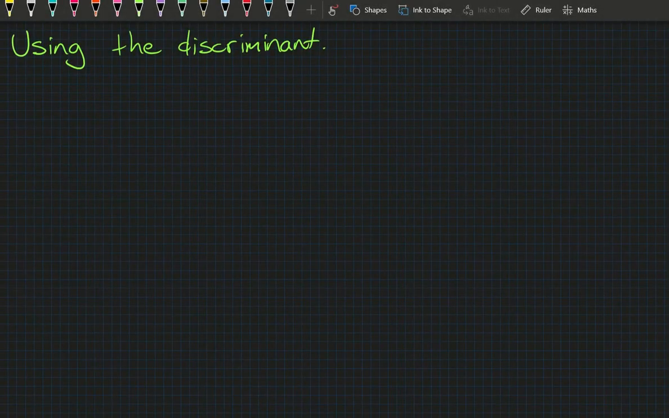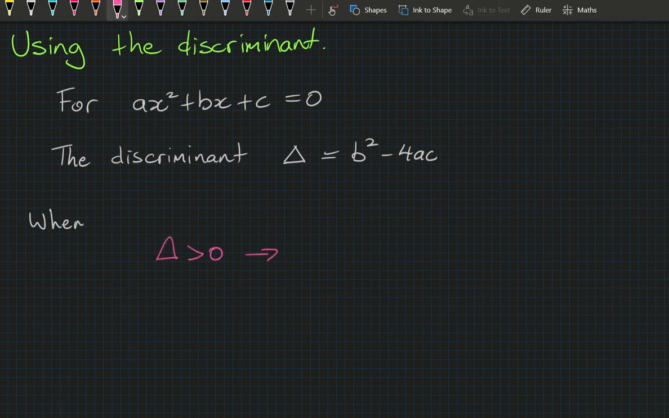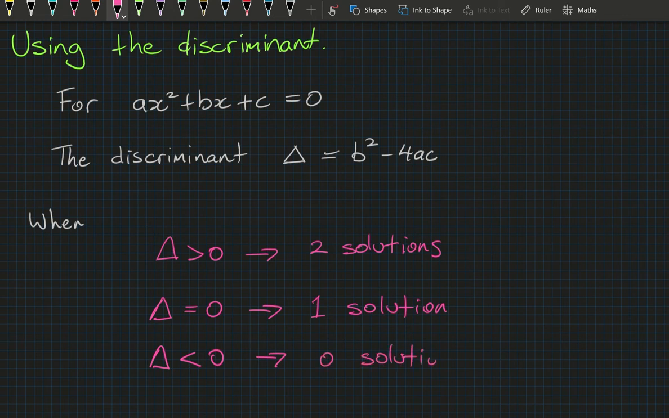Before we find the solutions of a quadratic equation, we can use the properties of the discriminant to tell us how many solutions there will be, and this is a really handy fact. So as we said in the introduction, for ax squared plus bx plus c equals 0, the discriminant, denoted with this triangle, is equal to b squared minus 4ac. And when the discriminant is greater than 0, we get 2 solutions. And when the discriminant is equal to 0, we get 1 solution. And when it's less than 0, we get no solutions.